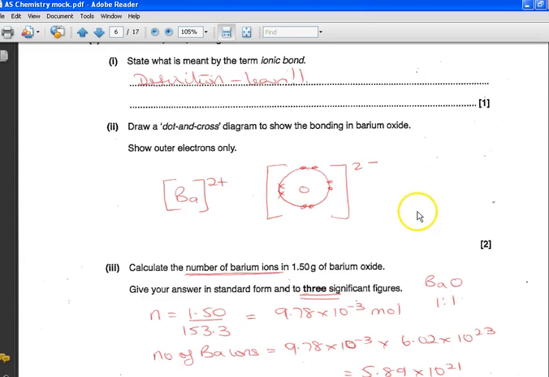Dot and cross diagram to show the bonding in barium oxide. Okay, so this is actually the representation of the bonding, where you have the positively charged particle, the negatively charged particle, and the attraction between them creates what we call the ionic bond. If you wanted to show the formation of the ions, that's fine, but it didn't get you any extra marks in this case. Important thing is to show that 2 electrons have come from the barium by using a different symbol. So I've used dots for the oxygen electrons and crosses for the barium electrons.